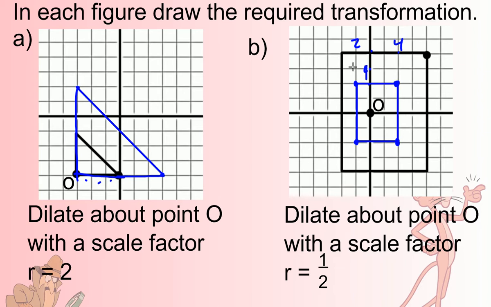And there we go. We have our new image dilated with a scale factor of 1/2. And if you check each side length, 1, 2, 3, 4, 5, 6, 1, 2, 3. Each side is half of what it was before. The tall side here should be 8. 1, 2, 3, 4, 5, 6, 7, 8 units long.